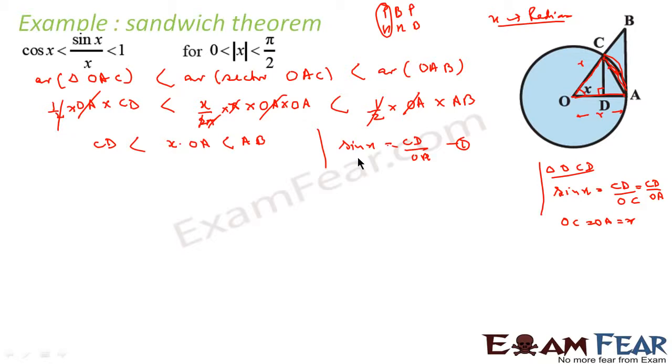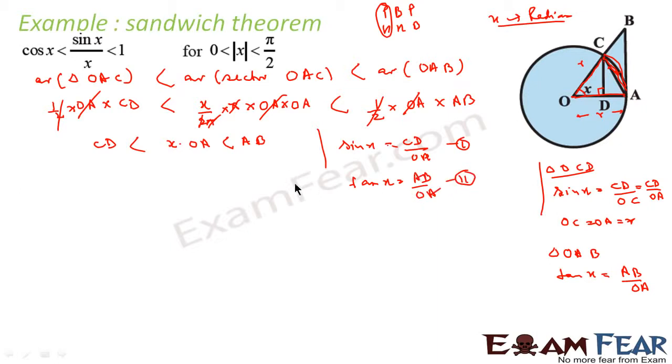Correct. The second equation we can get is in triangle OAB. In this triangle OAB, if we want to find the value of tan x, why? Because we have AB here, and AB will always come in tan only. So in triangle OAB, tan x will be AB by OA. We have AB here, we have OA here. So we'll say that tan x is equal to AB by OA. So we have equation 2.